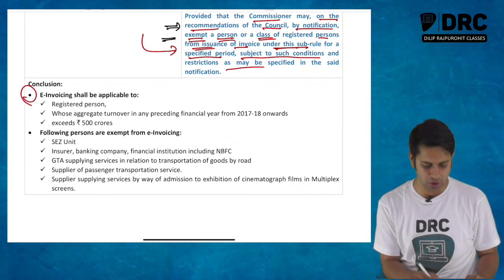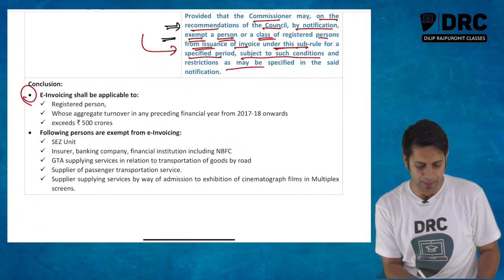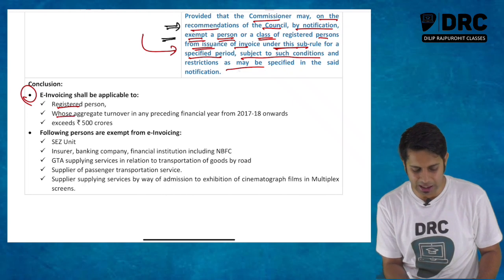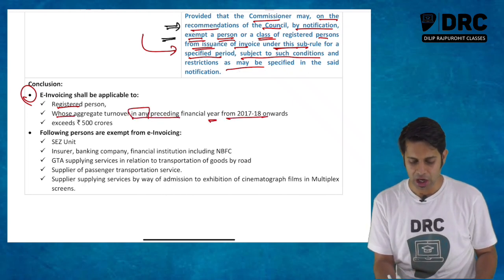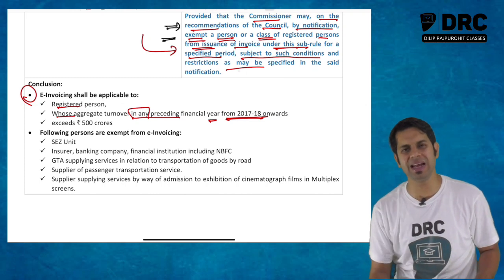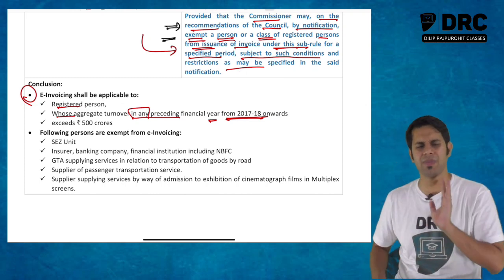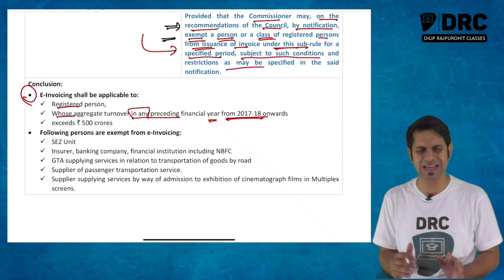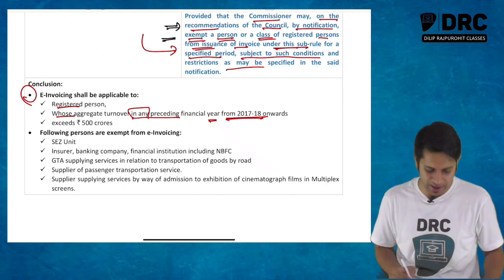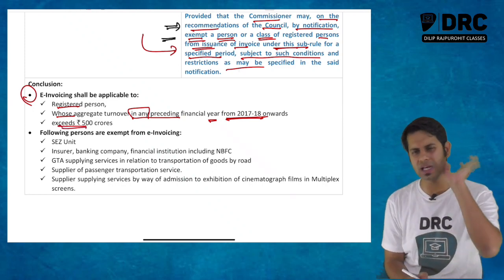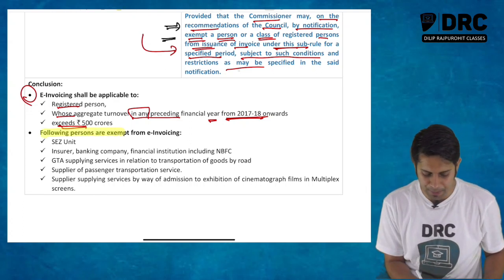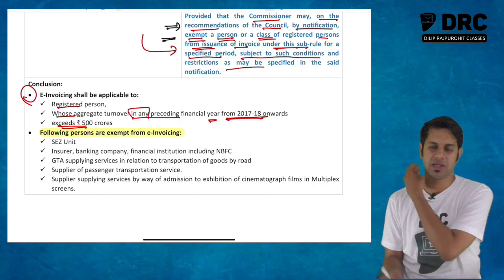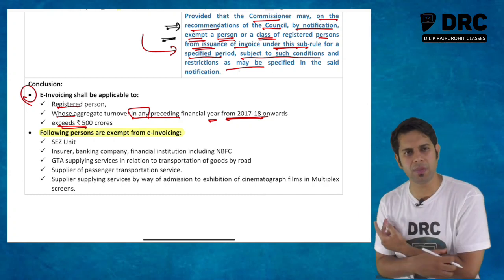E-invoicing provision is applicable to whom? E-invoicing shall be applicable to a registered person whose aggregate turnover in any preceding financial year from 17-18 onwards, any time after that particular date, exceeds 500 crores. E-invoicing provision is applicable to you. However, the following persons are exempt from e-invoicing. These people are not required to follow the provisions of e-invoicing.